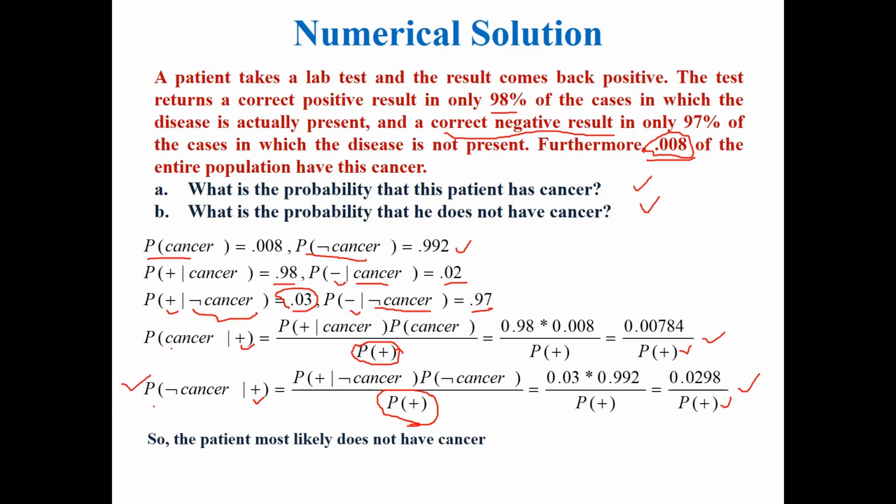So the probability of not having cancer given that the test is positive will be the higher one, so the patient most likely does not have the cancer. So this is how we can solve problems based on Bayes' theorem.